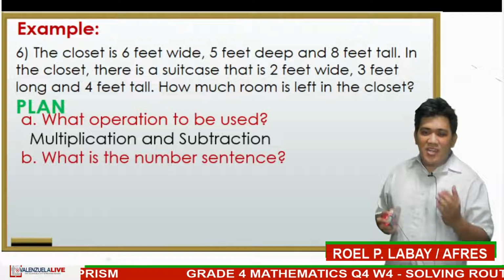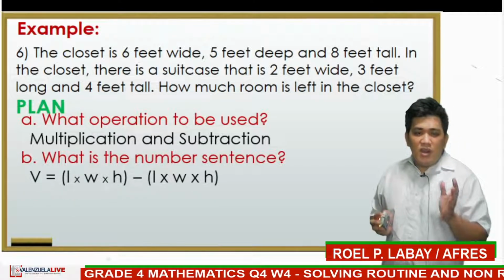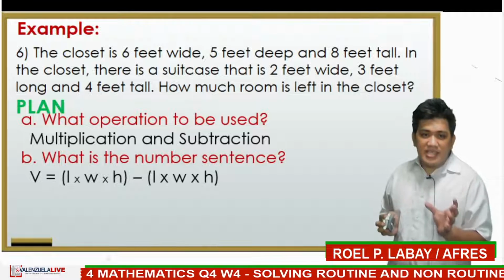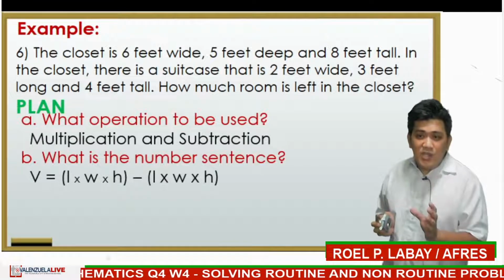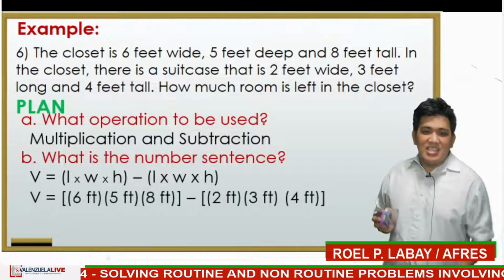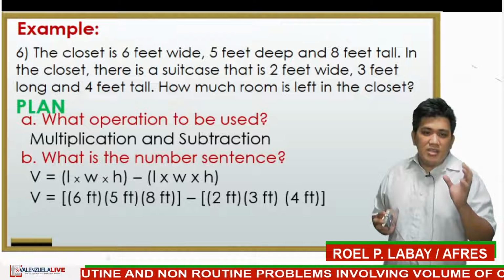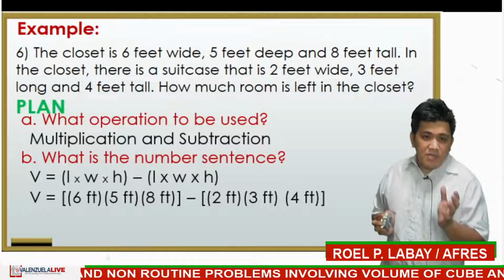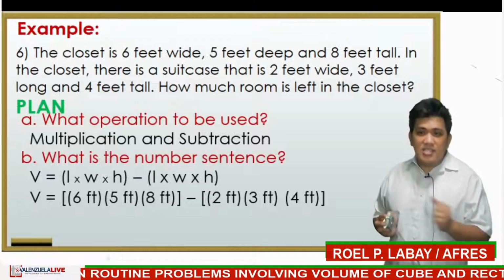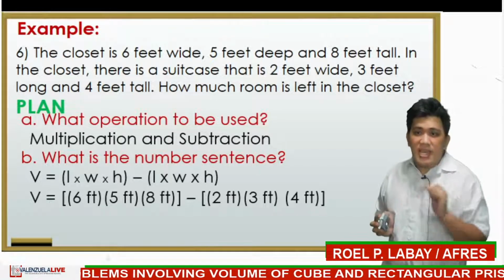And then for the number sentence, we have here the volume of the closet minus the volume of the suitcase. So we have here, the volume is 6 feet multiplied by 5 feet, multiplied by 8 feet, minus the volume of the suitcase. We have the dimension of 2 feet, 3 feet, and 4 feet.